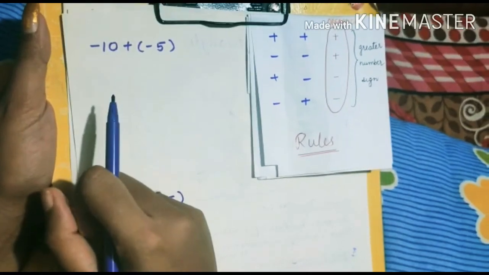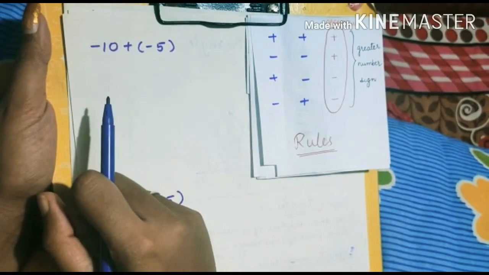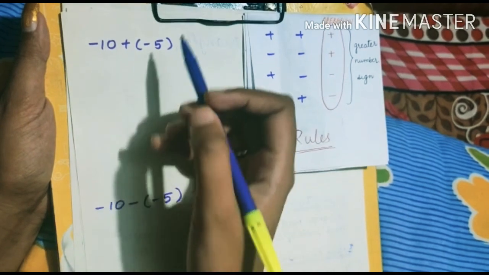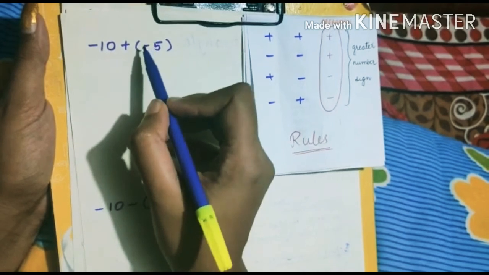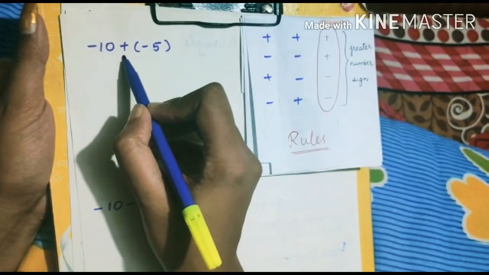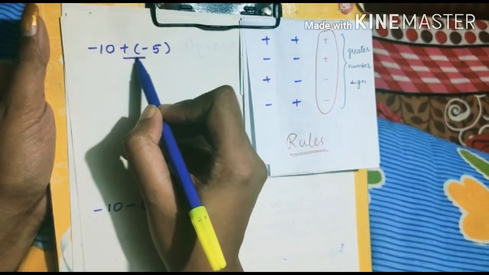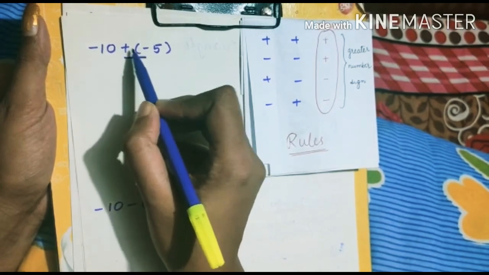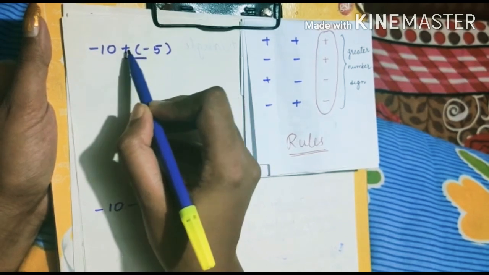Students, let's have a look at this example. Minus 10 plus, and in the bracket it is minus 5. So students, understand, whenever two signs are together and separated just by a bracket, a positive sign and a negative sign, as I've shown here, they are separated just by a bracket. Just look at the rule which I have shown you. I explained the rule in the beginning.